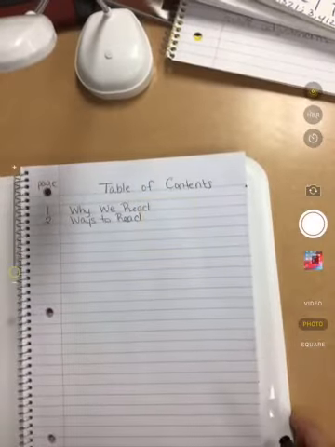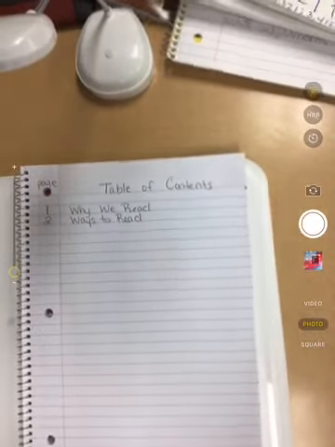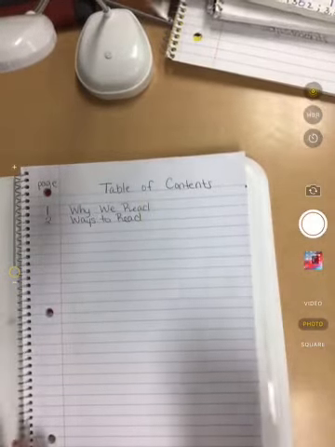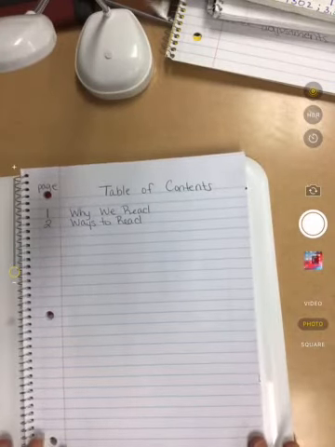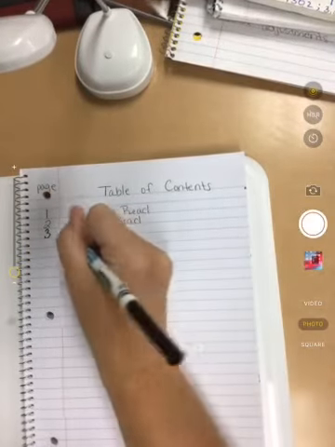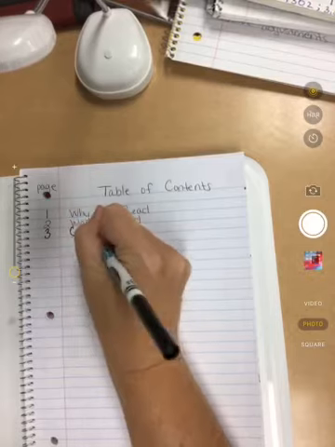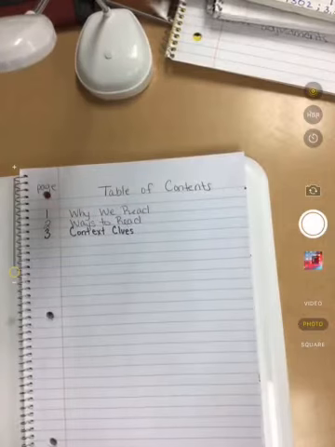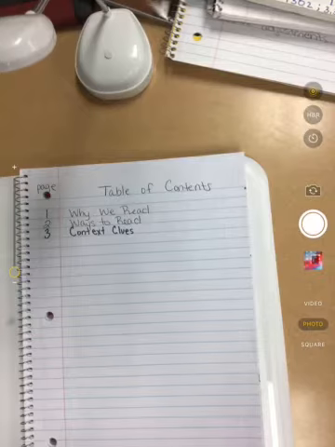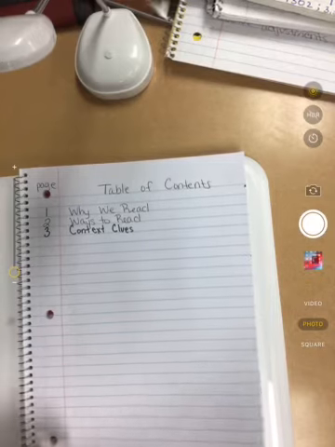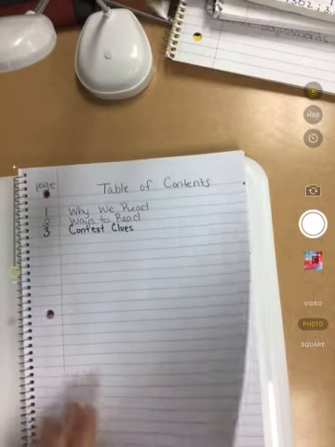Alright guys, we are going to take notes in reading today about context clues. Okay, so first you're going to go to your table of contents. So your table of contents should be pulled up, and you're going to put page number 3, context clues. Context clues are really important because a lot of times when you're reading, you're going to come across words that you don't know, and context clues are going to help you to figure out what the text is saying so that you don't lose the meaning of what you're reading.